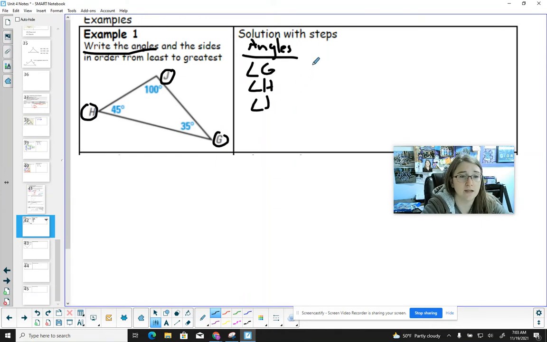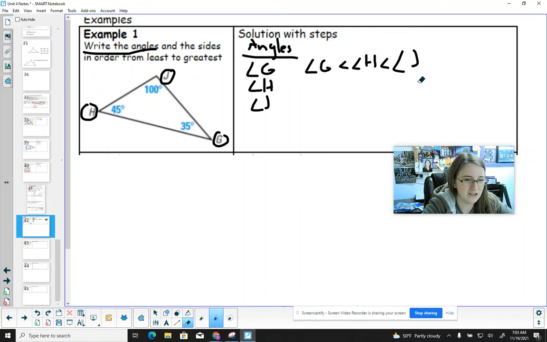You will see this sometimes written as angle G is less than angle H, which is less than angle J. The issue is that less than symbols and angle symbols tend to run together, so I don't like looking at it like this. You can just list them in order here. Again, we could do it in commas, you could do it as a list. This is least to greatest.